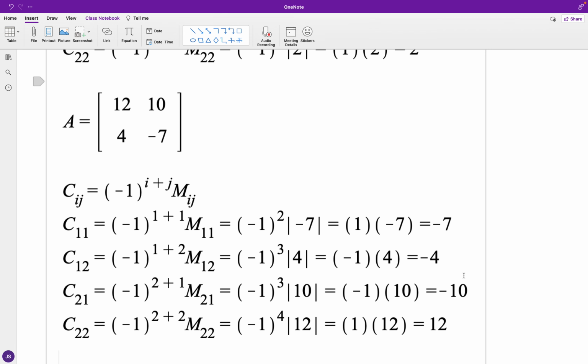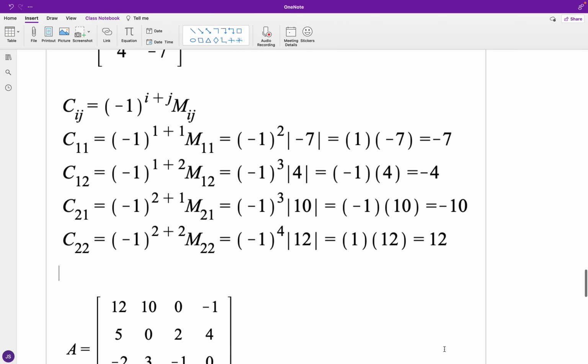And for the remaining cofactor determination, regarding the second row, second column, again we have negative 1 to the 2 plus 2, which is negative 1 to the fourth, which is positive 1. And for the minor of the second row, second column, I have 12 left over, and we have 1 times 12 comes out to 12.